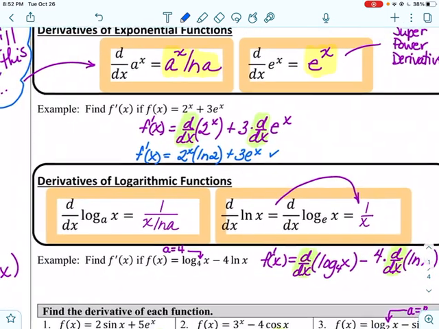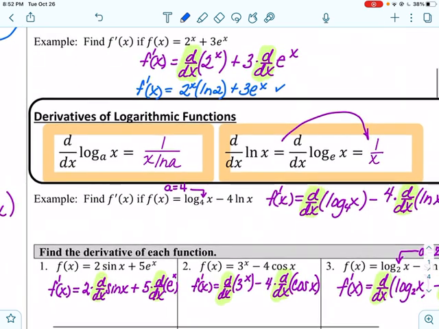Okay. So then the next derivatives we have are the derivative of log base a. So a can be any base. The derivative of log base a of x is 1 over x ln of a, written just like that. And you can see how I put parentheses around the previous derivative. I very often put parentheses around that ln of a just to stipulate it as a separate factor.